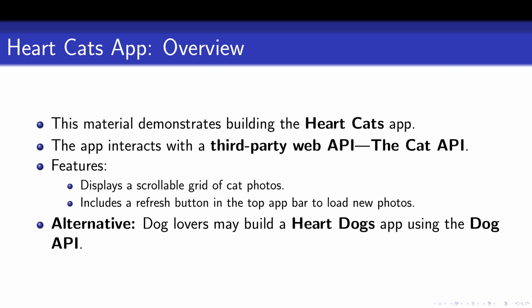Now let's introduce the HeartCats app. This app displays a scrollable grid of cat images by connecting to the cat API. It includes a refresh button in the top app bar so users can load a new set of photos. The dog API works exactly the same way, so dog lovers can adapt the app to show dog images with minimal changes. This project provides a great foundation for any image-based API integration.